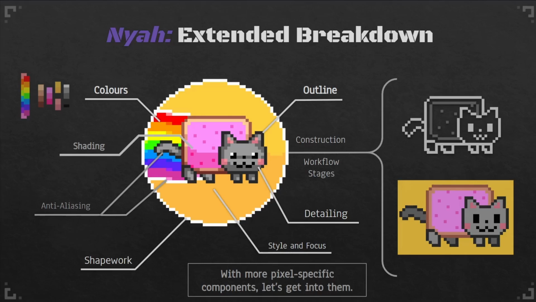This is a more extended breakdown of the components of maybe this cat of Nya. As we already covered, there's colors and shape work and shading. But now we might consider more advanced techniques like anti-aliasing, or how we constructed and having workflow stages, or even the detailing and the style and focus that we might want to implement. There are more pixel specific, so let's get into that.